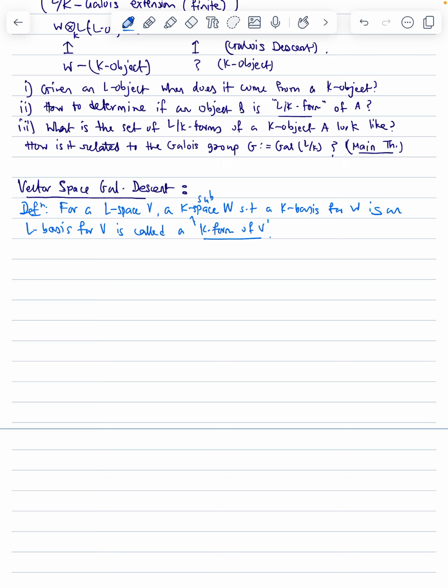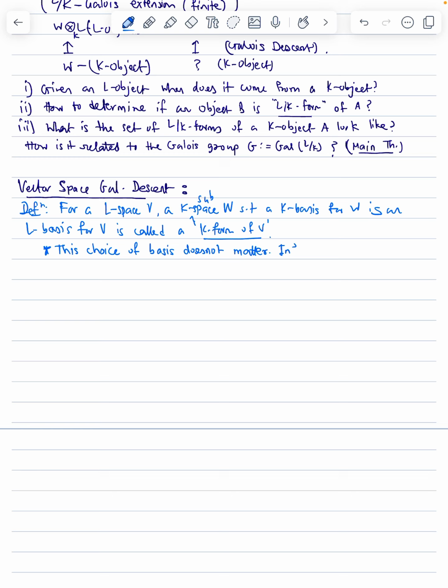So this kind of involves the choice of such a basis. The next thing is the obvious one, that this choice actually doesn't matter. Meaning that in the definition I said if one such basis exists, then every K basis of W will be an L basis for V. So we just take it in short that this choice of basis doesn't matter.